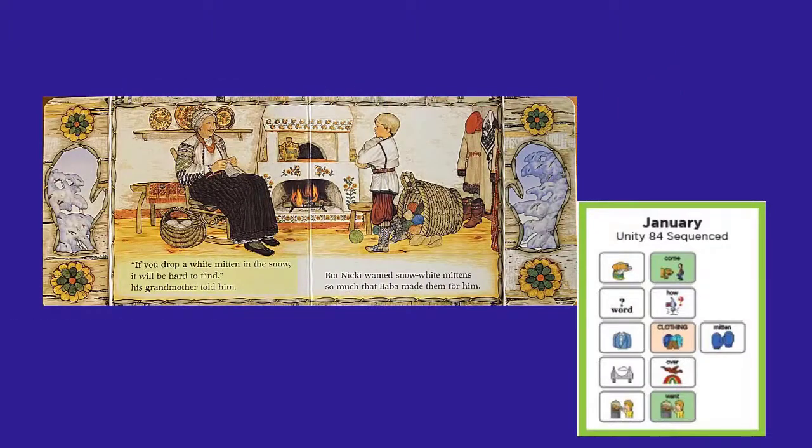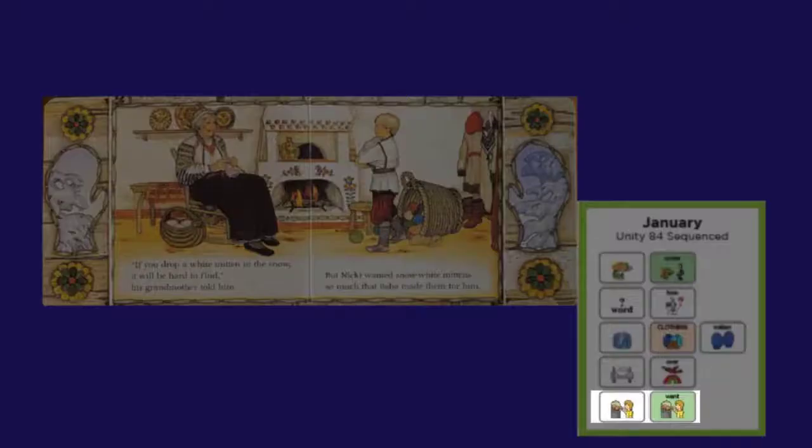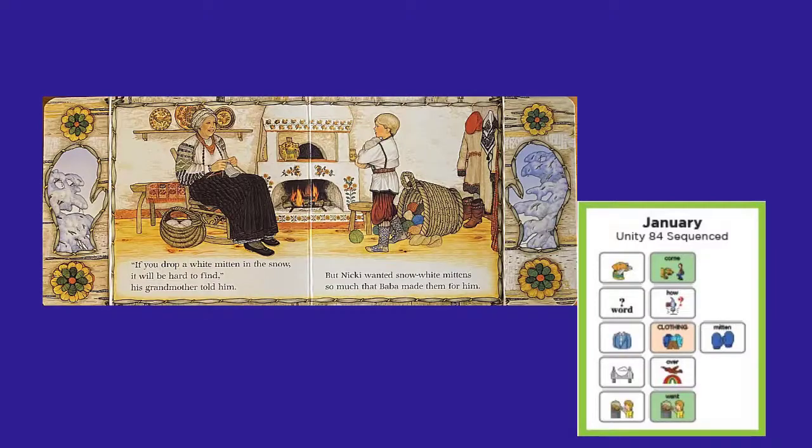If you drop a white mitten in the snow, it will be hard to find, his grandmother told him. But Nicky wanted snow white mittens so much that Baba made them for him. So that's his grandma. He calls her Baba. He said, I want white mittens. So she's going to make them for him. Do you think white mittens are a good idea?